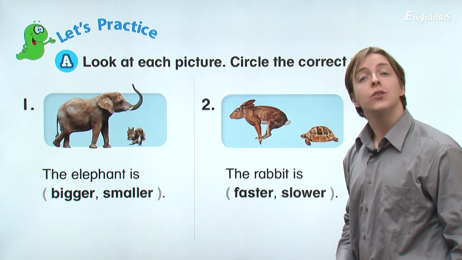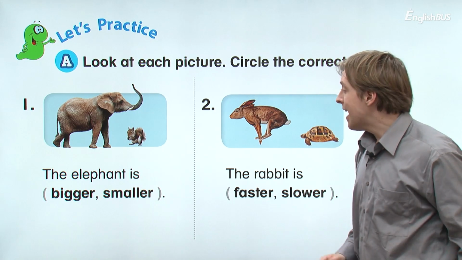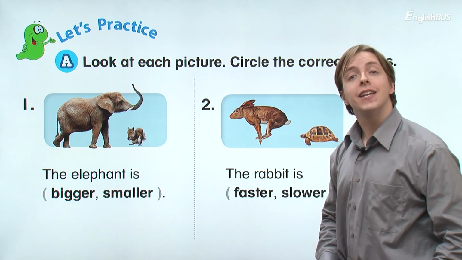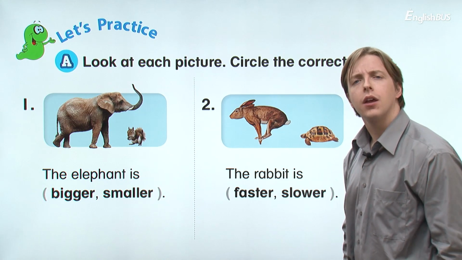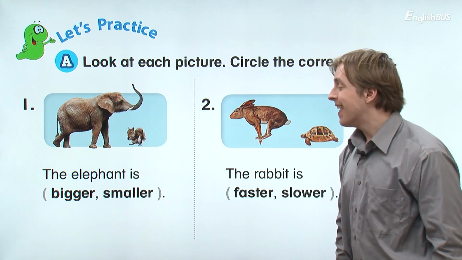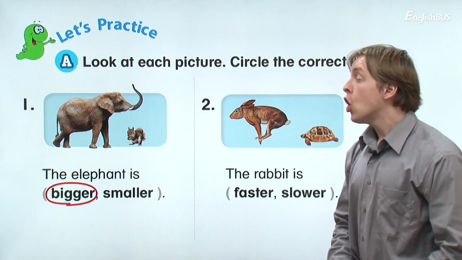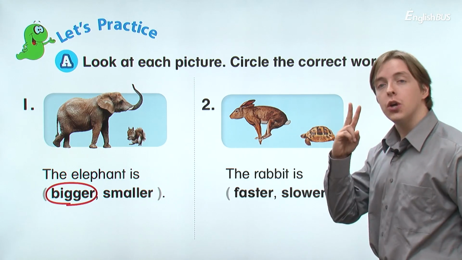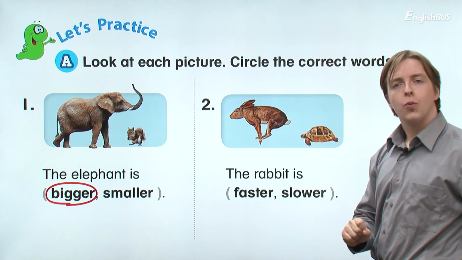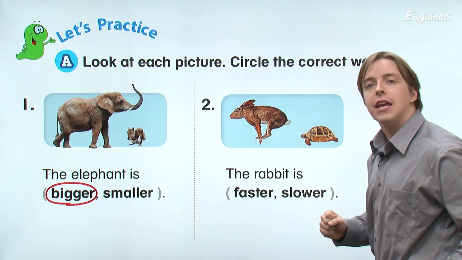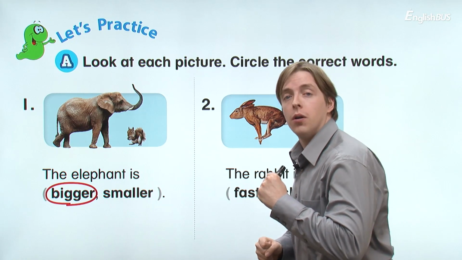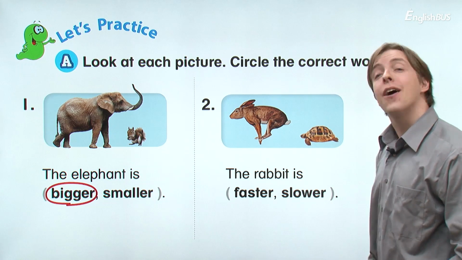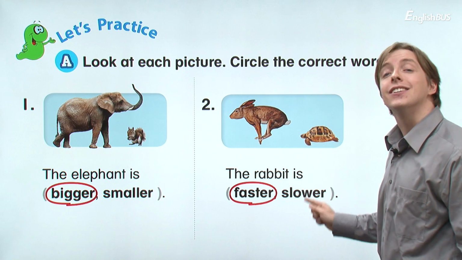So let's practice these together. Let's look at number 1. The elephant is, the elephant is bigger or the elephant is smaller? What do you think? Very good. The elephant is bigger. The squirrel is smaller. Yes. Number 2, the rabbit is, the rabbit is faster or the rabbit is slower? Which one is it? That's right. The rabbit is faster. The turtle is slower.